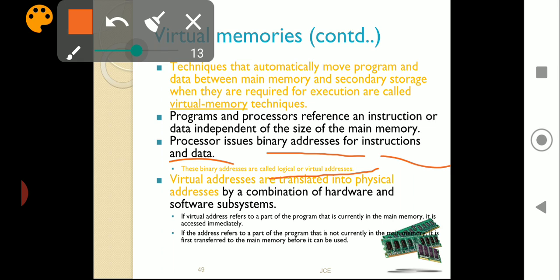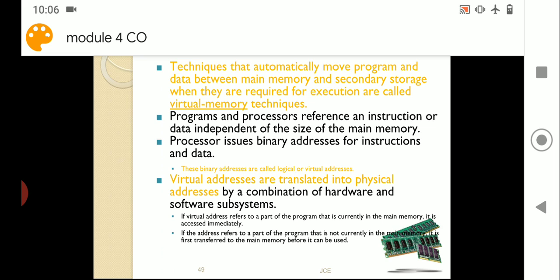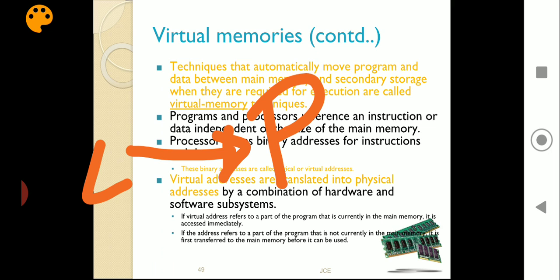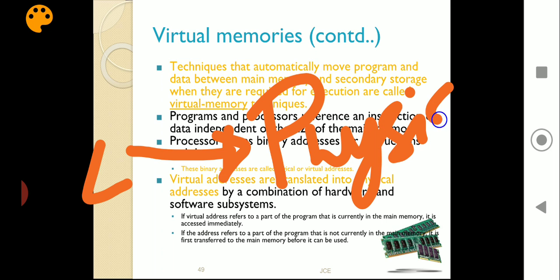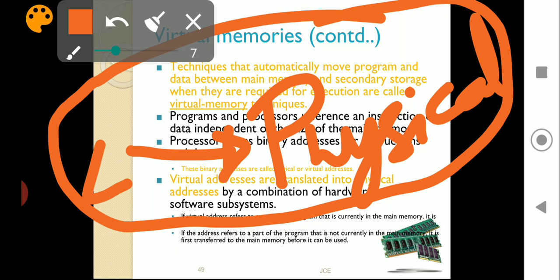Moving ahead, the next very important thing is how the logical addresses are converted into physical addresses. Try to concentrate here, friends. We are creating logical addresses. Then these logical addresses have to be converted into physical addresses. Right? This is a very important point, friends. If I am able to do this, then I am done with most of my work.